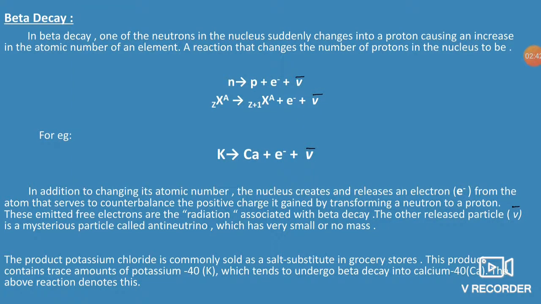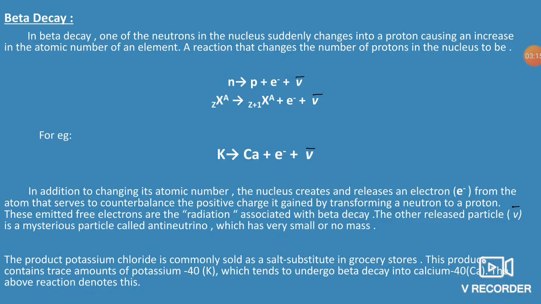Next, let's go for beta decay. In beta decay, what actually happens is the nucleus alters its composition to become more stable. One of the neutrons inside the nucleus suddenly changes into a proton, which leads to an increase in the atomic number, that is Z plus 1, if Z is the atomic number of the parent nucleus. So this reaction changes the number of protons in the nucleus. These two reactions are the actual reactions that take place in beta decay.